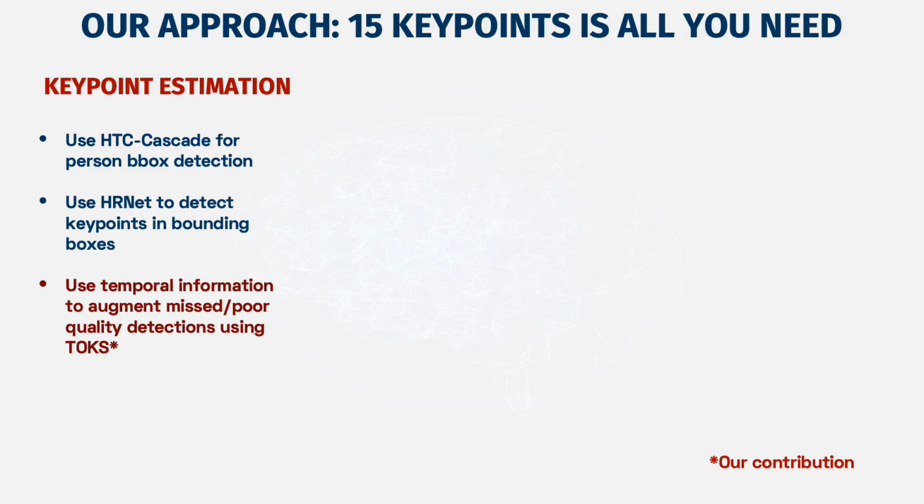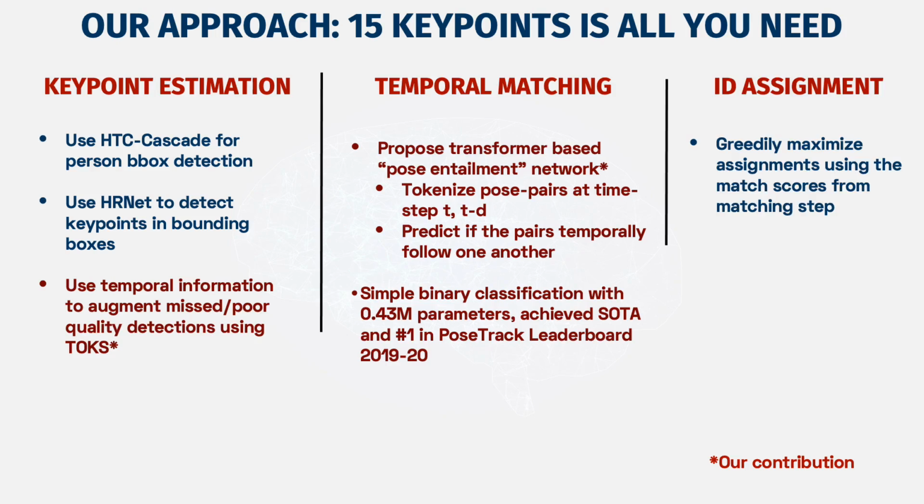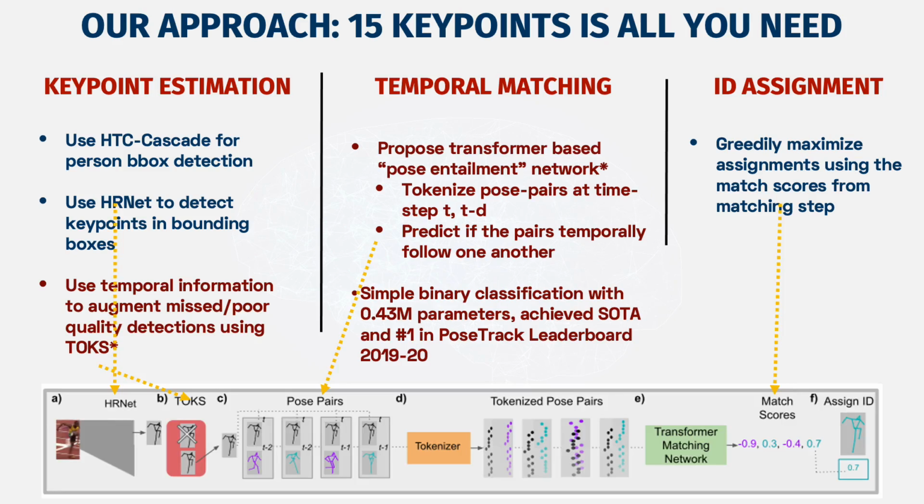This slide demonstrates our approach. The first step is the keypoint estimation step, where we use an existing network, HTC cascade, to extract person bounding boxes. Next is the HRNet to detect the keypoints, and we refine these keypoints using a refinement step, and that is our first contribution. The second contribution is the temporal matching step, where we use a transformer. The transformer is modeled like an entailment network, where the goal of the model is to perform a binary classification of whether the two poses follow one another in time. And then the final step is the ID assignment step, where we simply greedily use the maximum scores for each ID. And this is the overall pipeline figure.